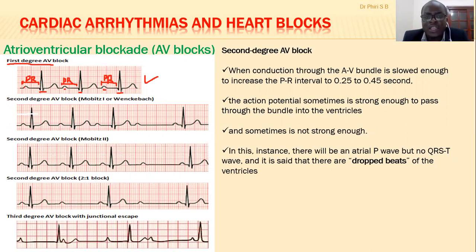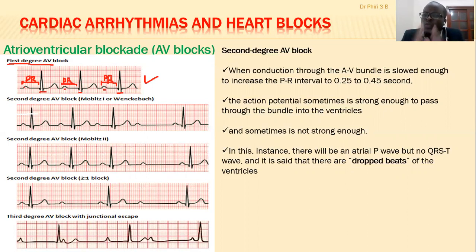So the second degree AV block, you have different types, but in general, when conduction through the AV node is slowed enough to increase the PR interval to between 0.25 to 0.45 seconds. So we say that when the PR interval is greater than 0.2 seconds, then you have prolongation. If that prolongation is consistent from one beat to another beat, then you have first degree AV block.